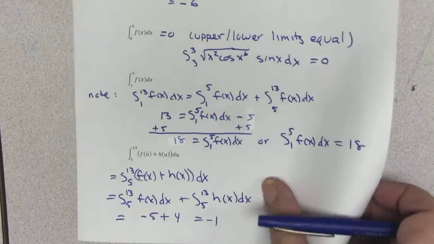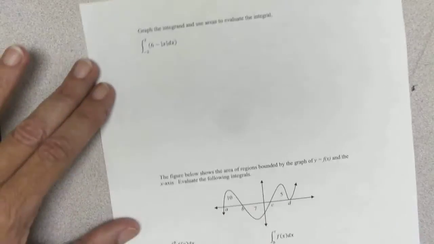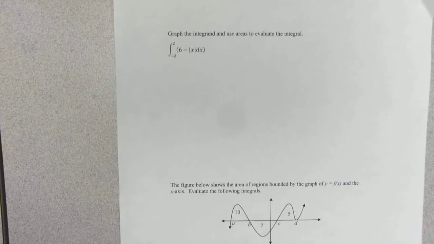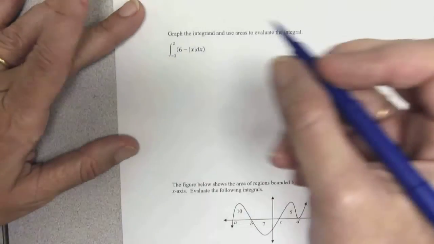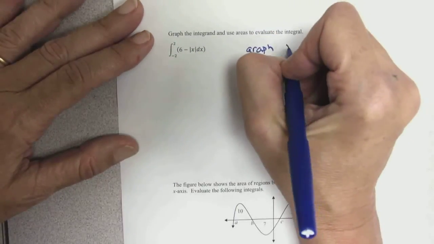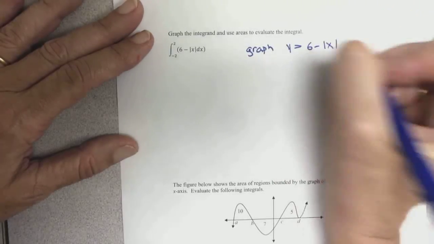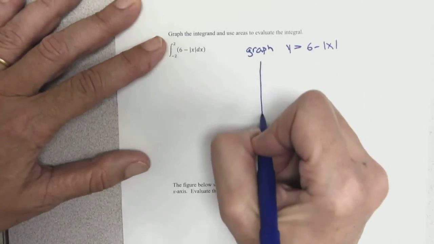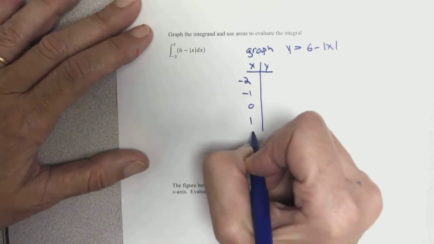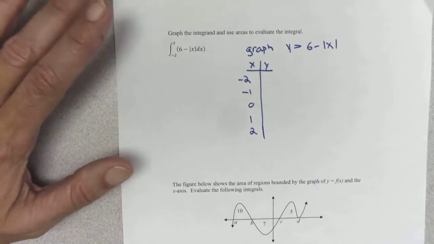Okay, next problem. Graph the integrand and use areas to evaluate the integral. Okay, so let's graph this first. And I don't care how you graph this. You could graph it on your graphing calculator. Whatever you want to do is fine. But let's graph y equals 6 minus the absolute value of x. And I'm just going to do an old-fashioned t-chart. So -2, -1, 0, 1, 2.